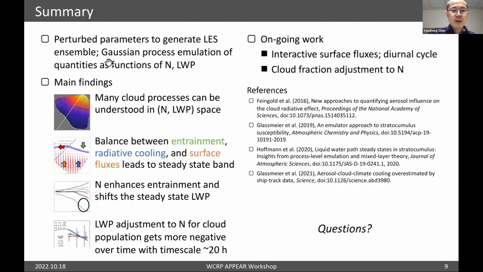Just to summarize, we use perturbed parameters to generate our ensemble and use Gaussian process emulation to analyze the data. So far, this exercise has been very prolific. For ongoing work, we are focusing on new simulations with interactive surface fluxes and a diurnal cycle. And specifically, we are examining the cloud fraction adjustment to N. So I'll stop here and take questions.